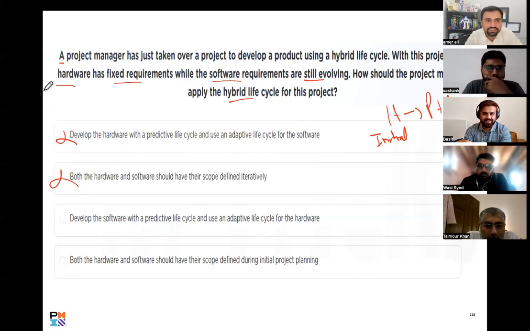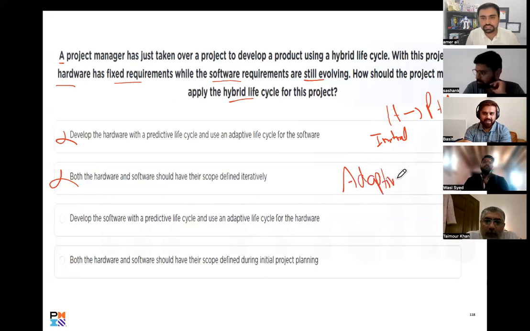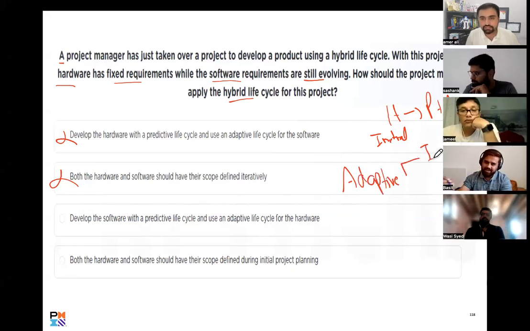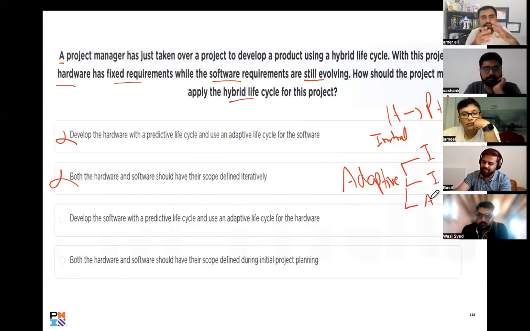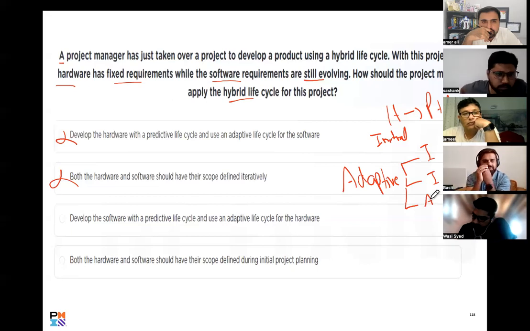Again, hybrid is only with the agile and the. Let me help you in this thing. Yeah. Adaptive means it can be iterative, it can be incremental, it can be agile. It can be any of these 3. Okay. Develop the software with predictive life cycles and use adaptive life cycle for the hardware. So I think the first option.